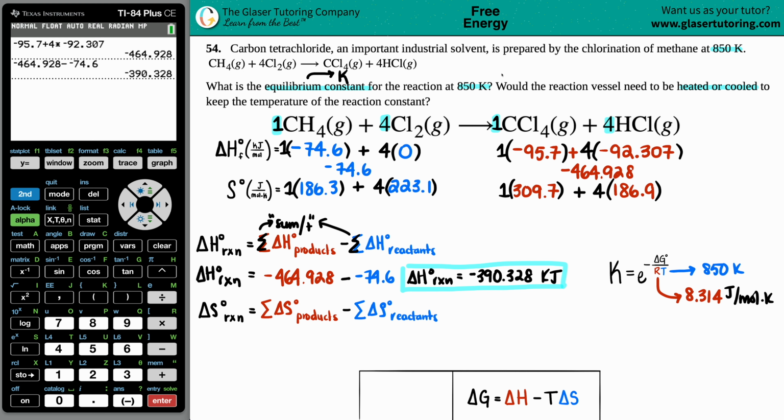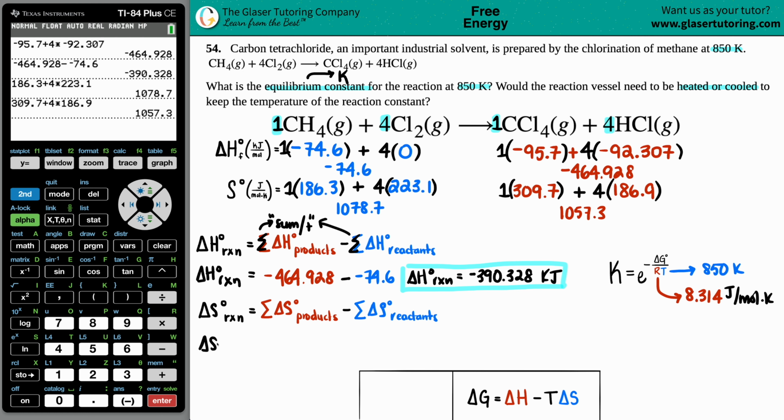Let's throw them on into the calculator just to see what's going on. 186.3 plus 4 times 223.1. And that looks good to me. So I have a total of 1,078.7 for my reactant side. 309.7 plus 4 times 186.9. So I have a total of 1,057.3 for the product side.